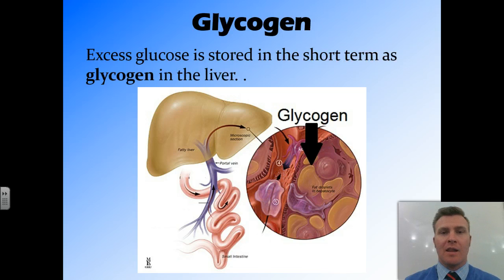Glycogen is the way that excess glucose is stored by the body. It's converted from glucose to glycogen in a process called glycosynthesis. And that glycogen is stored in fat cells in the liver as well as in muscle tissue.